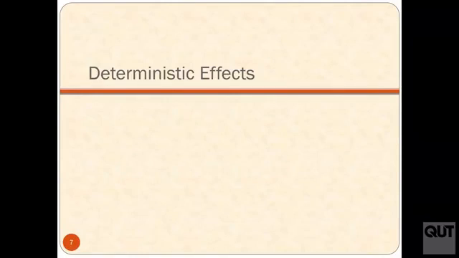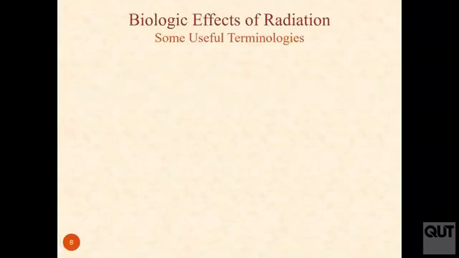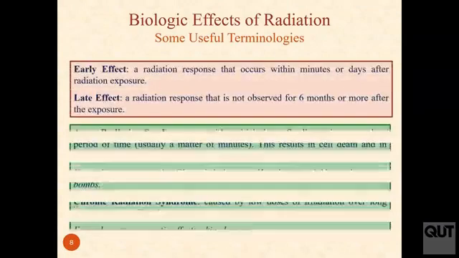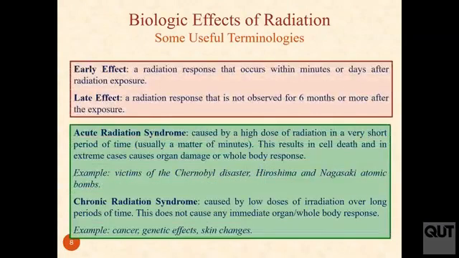So let's get into deterministic effects. First of all, let's have a look at some terminologies which may be useful. One is an early effect. This is a radiation response that occurs within minutes or days after the radiation exposure, compared to a late effect, which is observed months later.